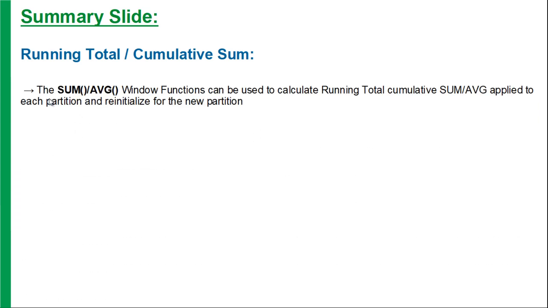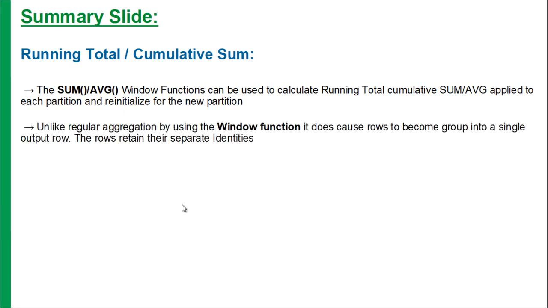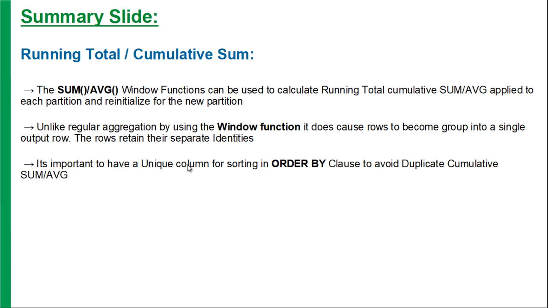So let's recap what we have learned in this session. The sum and average window functions can be used to calculate the running total or the running average, and this will be applied to each partition and it will reinitialize when there is a new partition. Unlike the aggregation, by using the window function, it will not group into a single row, but each row will retain its own identity. It is important to have a unique column for sorting in the order by clause to avoid duplicate cumulative sum or average.